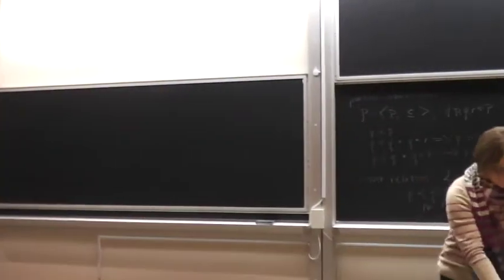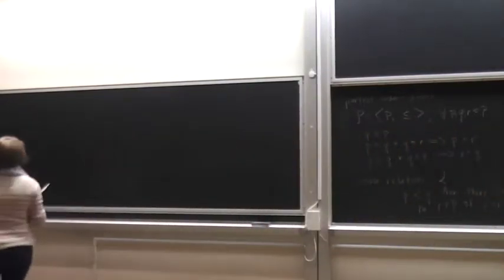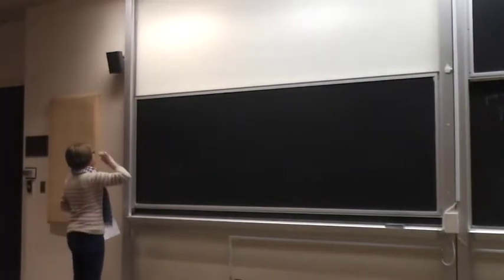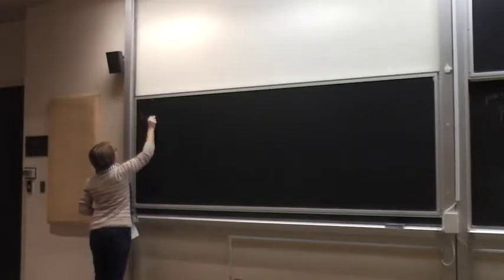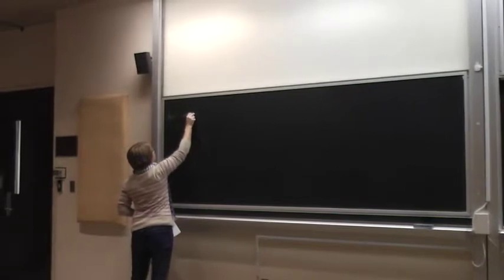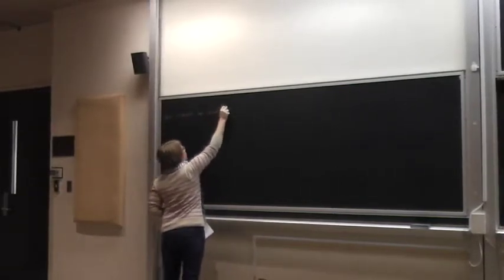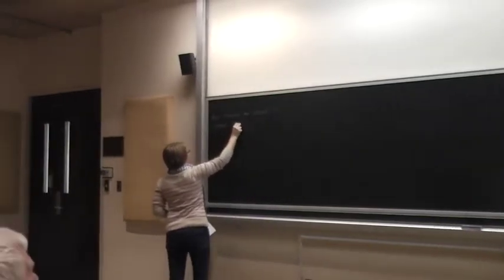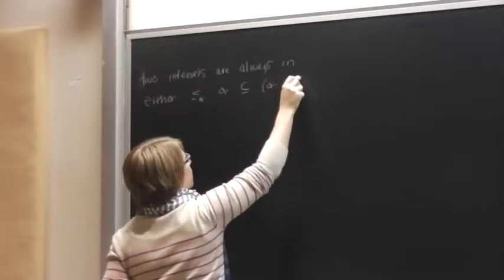So those are three possible ways that I can order intervals if I'm going to say something about a rank function being an interval instead of just a number. One interesting fact that I'll just say is that two intervals are always in either weak order or subset order, or both.